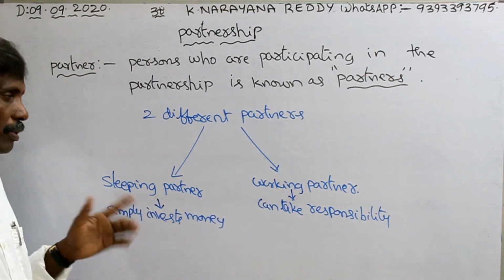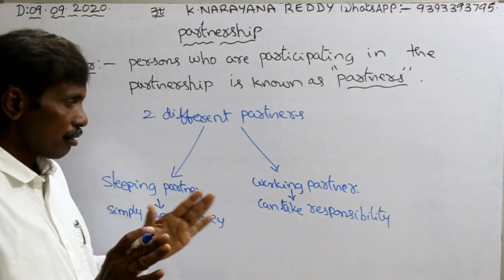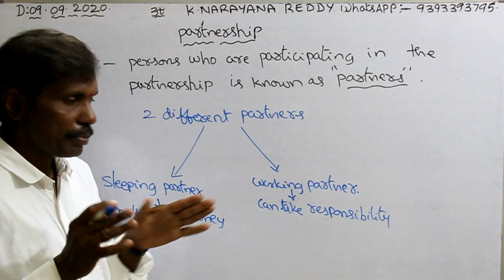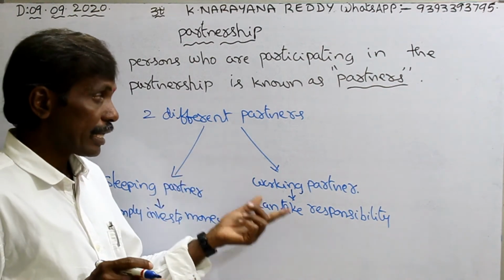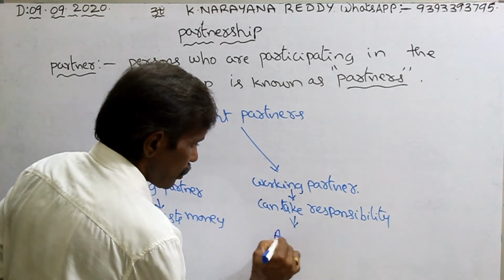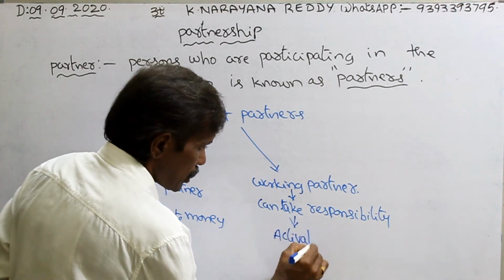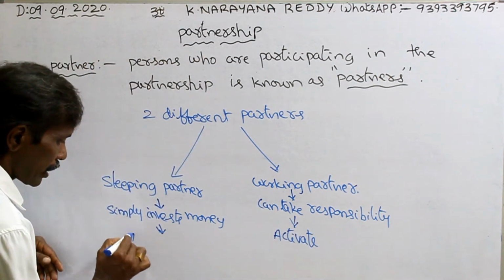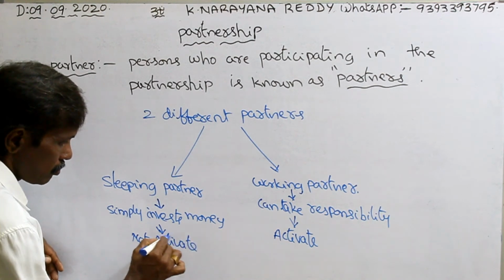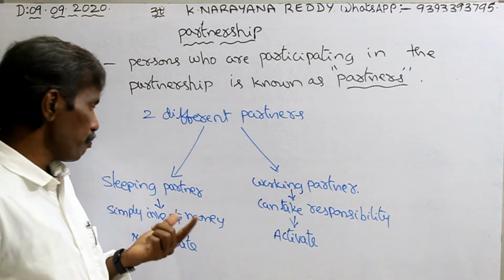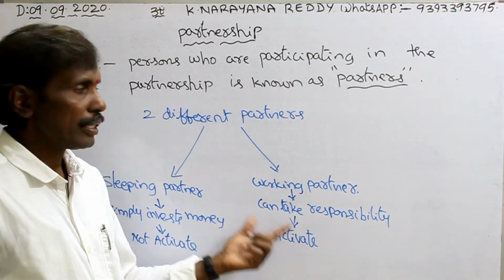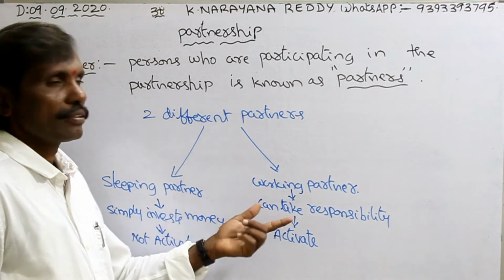A sleeping partner simply invests money. That person can't get involved in any work, in any part of the company or business. But a working partner can take responsibility and be active. Simply, the sleeping partner is not active and the working partner is active. That is the difference between them.